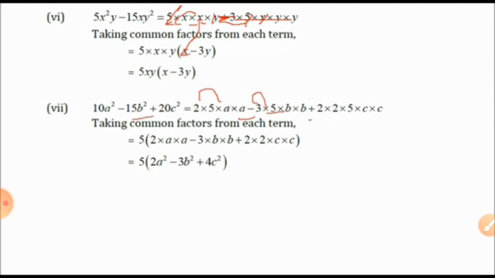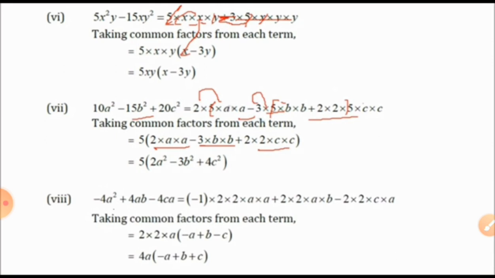Seventh one, same way, we have 3 numbers: 10, 15 and 20. One common factor is 5. Then after that a, b, c, not possible. So from 10, 5 gone, 2 will be there. From 15, 5 gone, divide by 5, that will say 3, and from 20, 4.